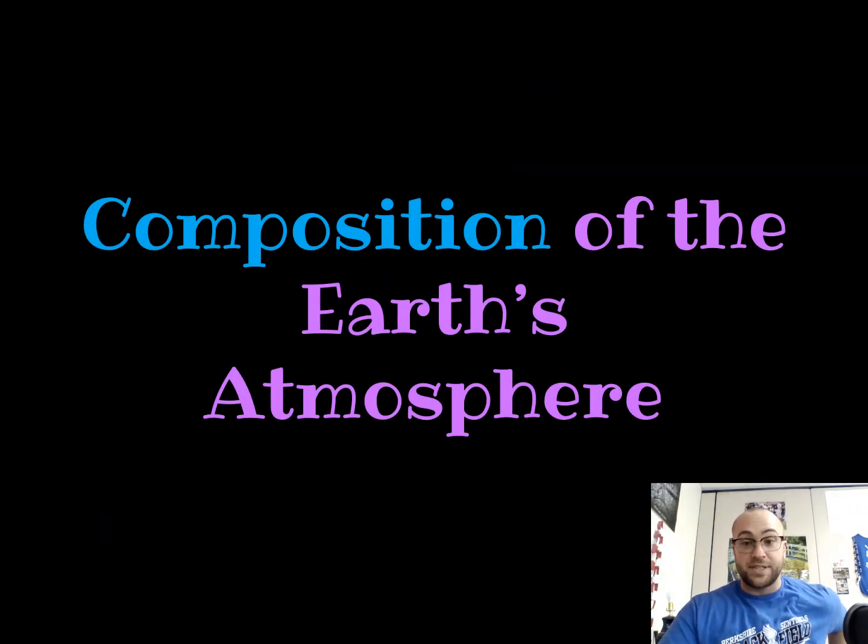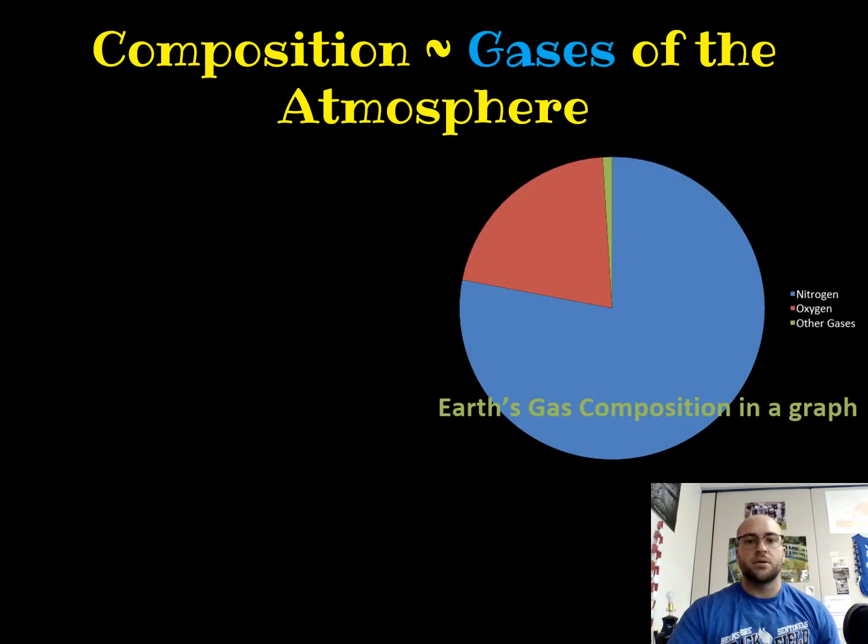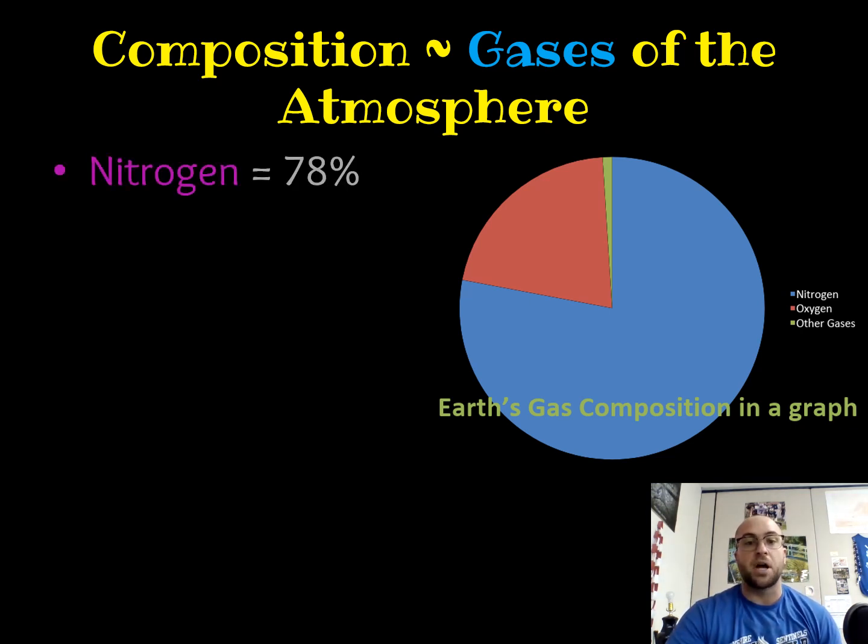So we know our atmosphere is gas, but what makes it up? Most common thought when talking about what the atmosphere is made up of, we think most of the air in this room, take a deep breath, is oxygen. It's actually nitrogen. Nitrogen is the most abundant gas, or most commonly found gas in our atmosphere. Makes about 78%.